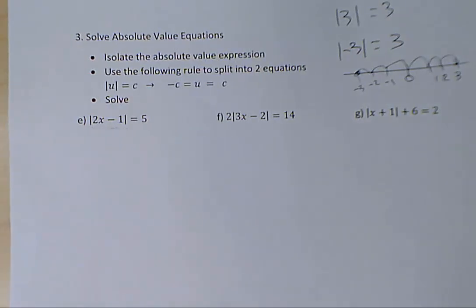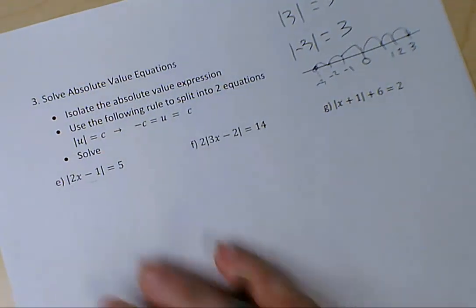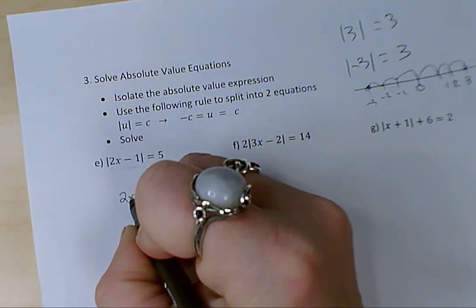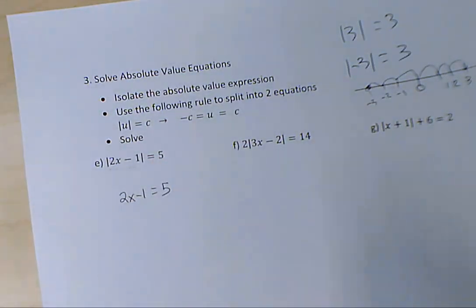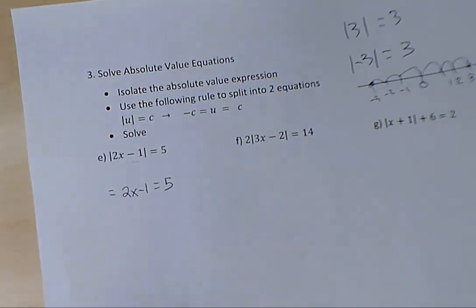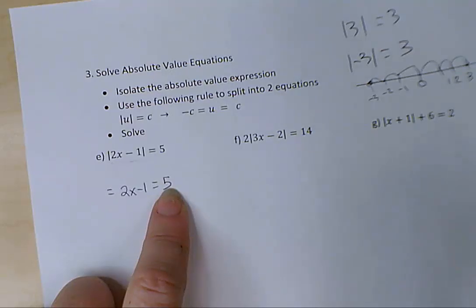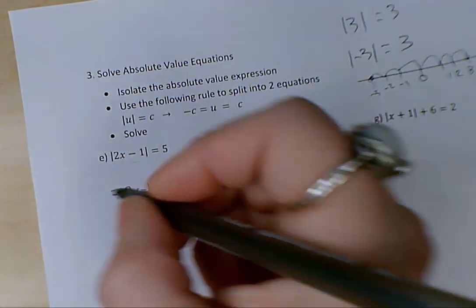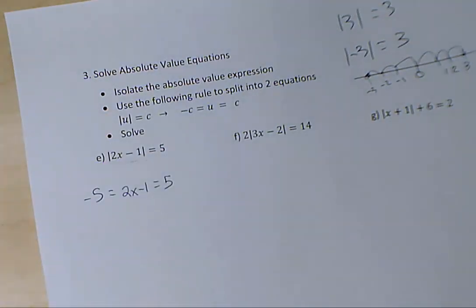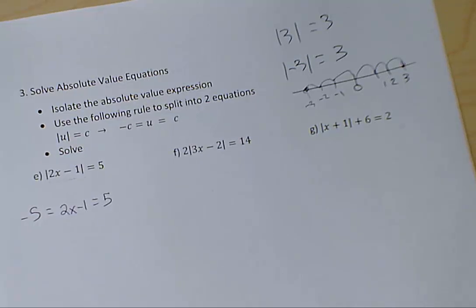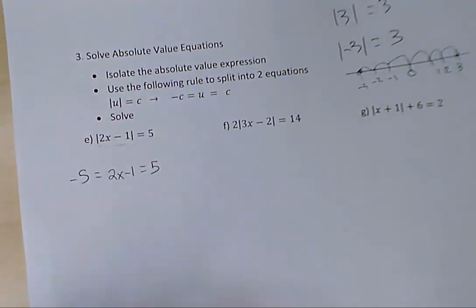Example E is already set up that way for you. Otherwise, drop down the example, ignoring the absolute value bars. 2x minus 1 is equal to 5. Put a set of equal signs on the left-hand side. Write the same number you have on the right-hand side, just different signs. If this says positive 5, I want negative 5 over here. If this says 14, I'll be using negative 14. That type of thing, right?